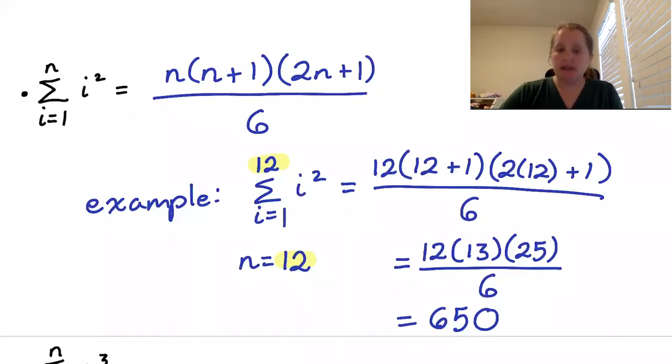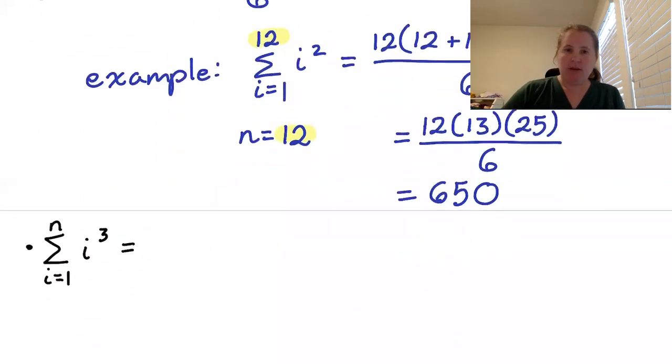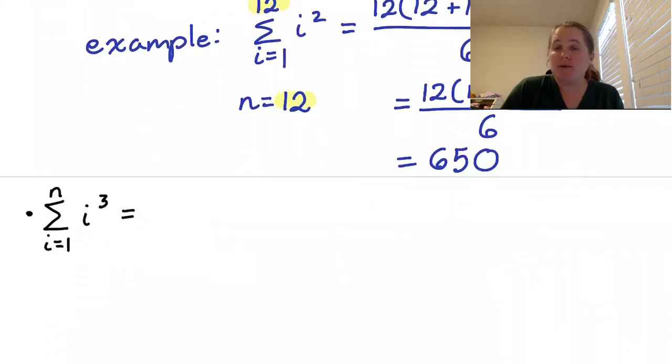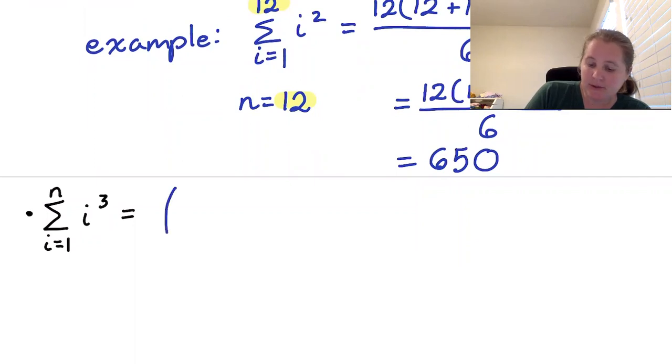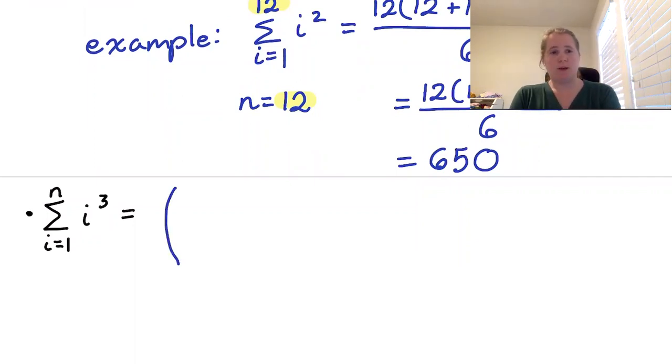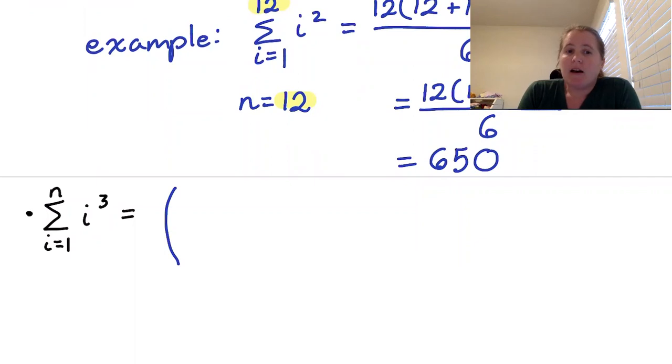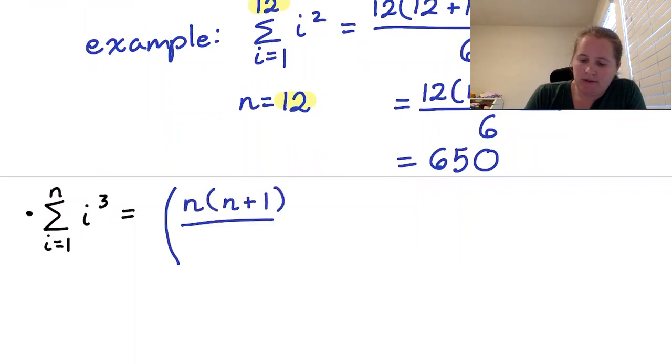All right, from here, we have the summation from i equals 1 to n of i cubed. And it turns out that this looks very similar to the summation from i equals 1 to n, but then we square our results. So this is n times n plus 1 divided by 2, and then the whole result squared.